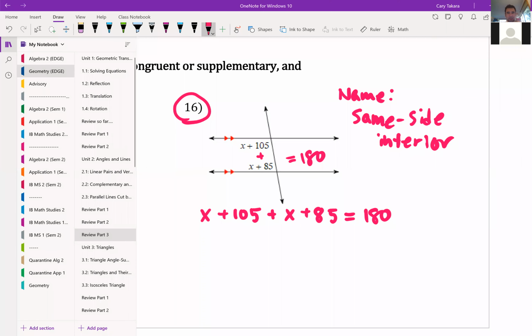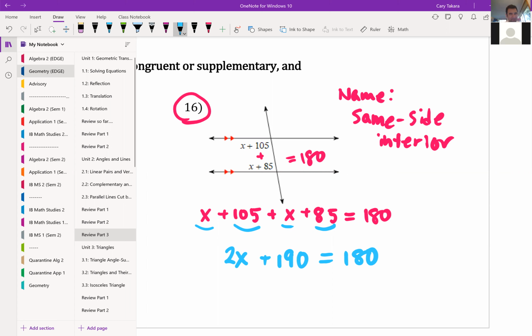I hope you were able to solve this. We've got x and x on the same side of the equal sign, and that x means 1x, isn't it? We don't write 1 in front of x normally. So that's 1x and 1x, that's 2x. And then 105 plus 85, let's simplify that. What is that? 190 equals 180.